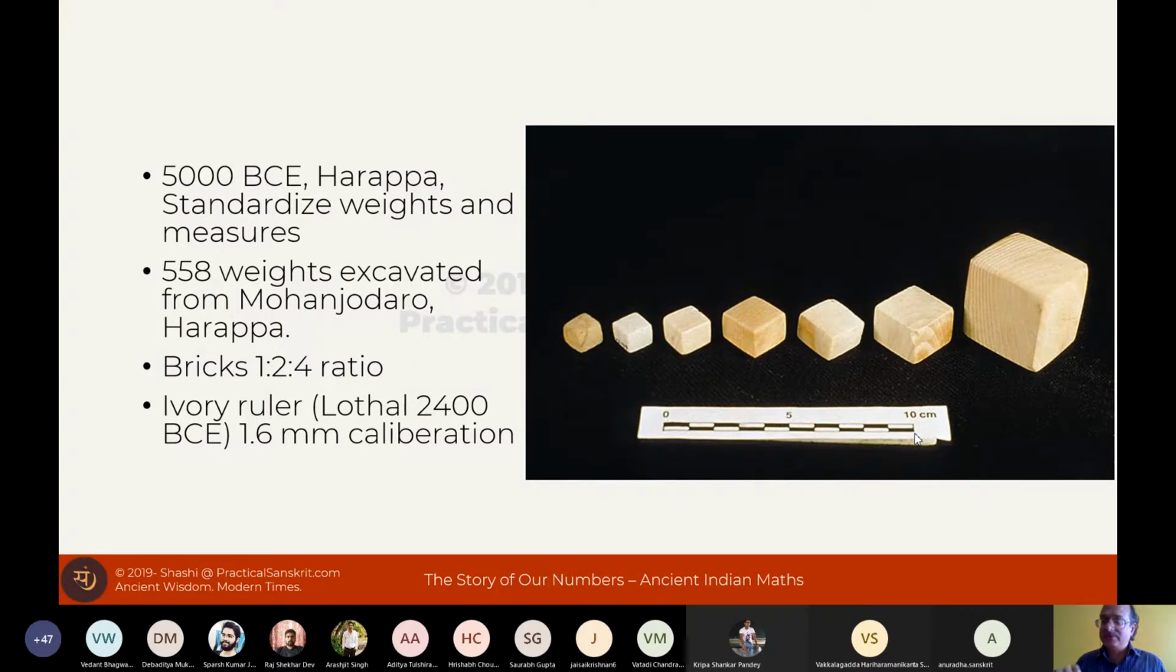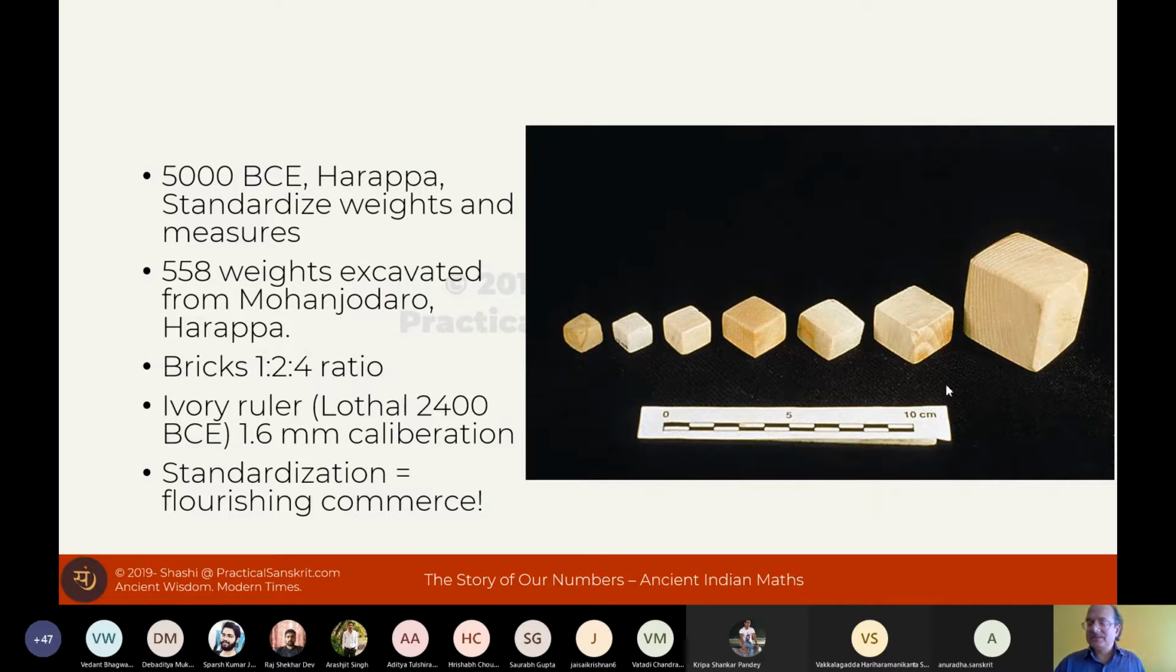There is no variation. It's very, very standardized, very precise measurement. And standardization, as I mentioned, is a sign of a flourishing commerce. And remember that Indus Valley was doing commerce all over the Middle East and Europe, Egypt, Mesopotamia, and the Greeks. Well, Greeks were not there at that time, but all of the known world at that time they were trading. Right? We do find archaeological excavations, seals, Indus seals.